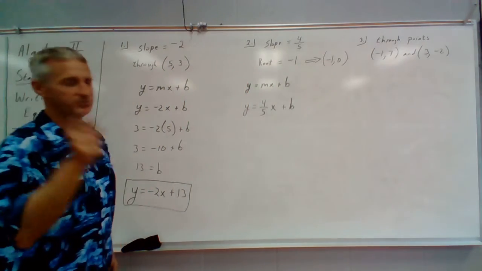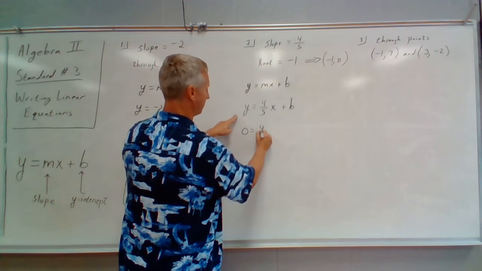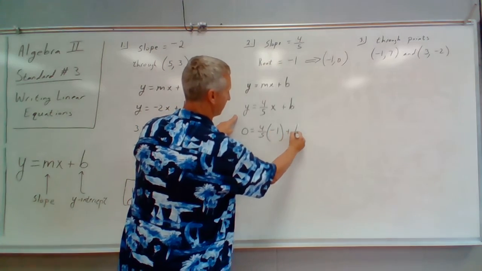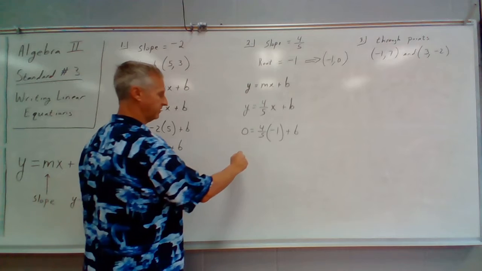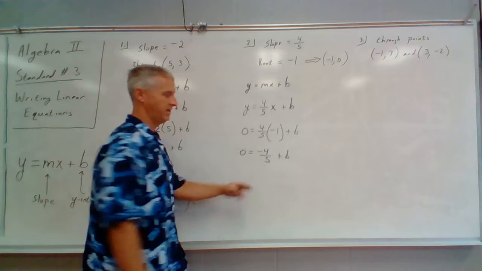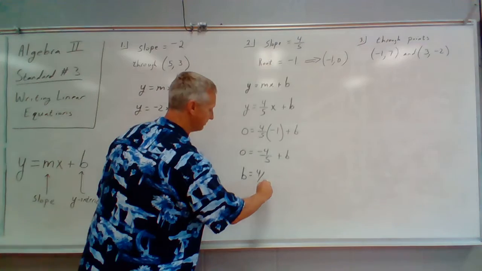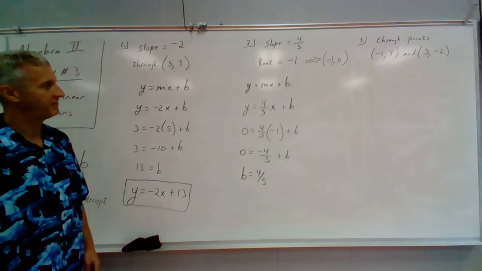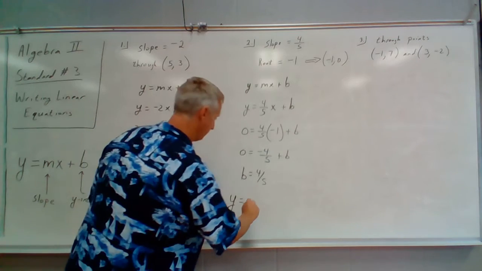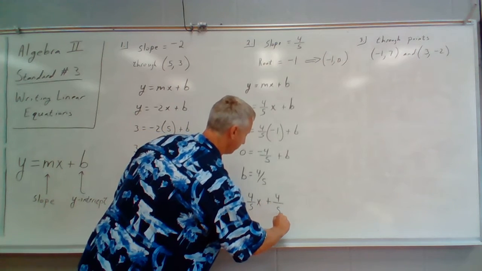All right, let's plug those points in. So y is 0. My root is -1. I simplify. I get 0 is equal to -4/5 plus b. Add 4/5 to both sides, and I get a y-intercept of 4/5. So my final answer would be y equals 4/5 x plus 4/5.